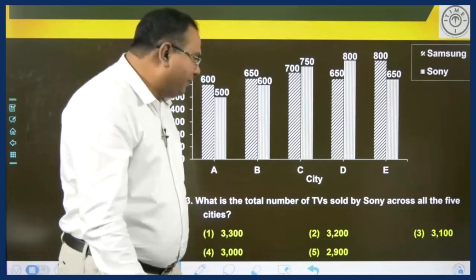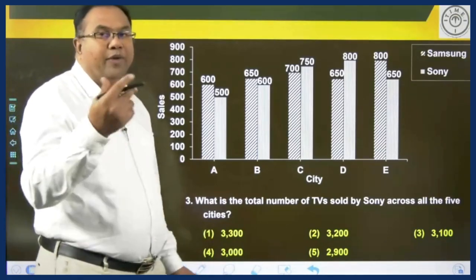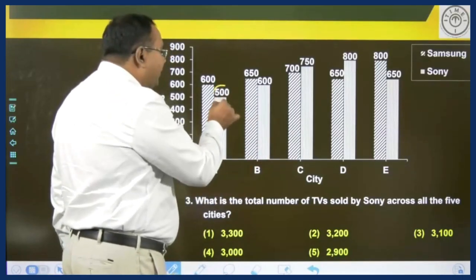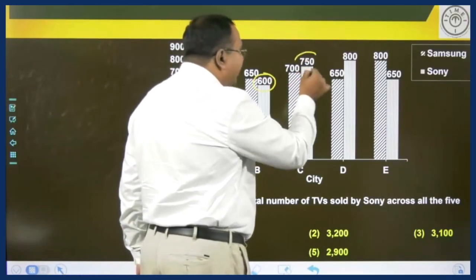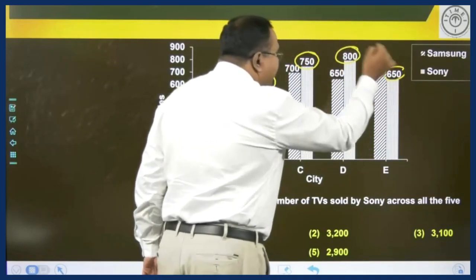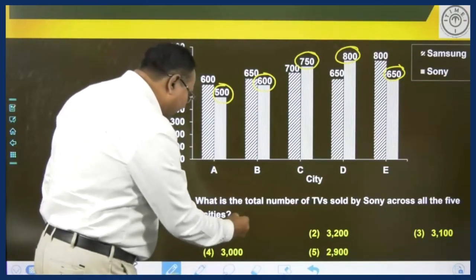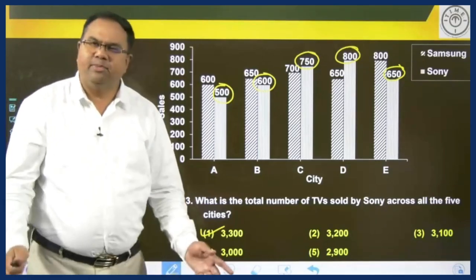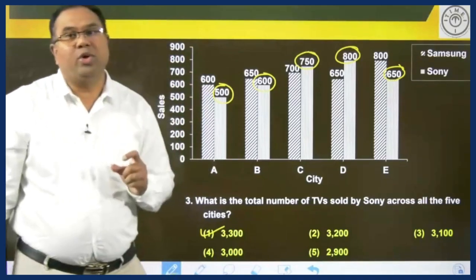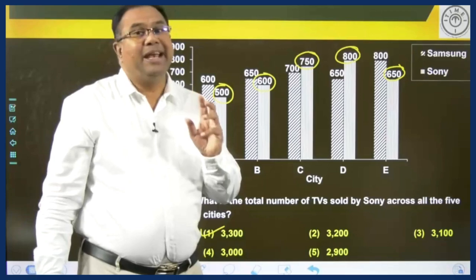What is the total number of TVs sold by Sony across all the 5 cities? We have discussed this, right? How to find total sales of Sony: add all Sony values in all the 5 cities. 500, 600, 1100, 750, 1850, 800, 2650, 650. How much? 3300. 3300 is present in option 1. It is simple addition, students. It is a very simple question. This is how you get your questions in your IBPS clerk, RRB clerk, SBI clerk prelim level examination.